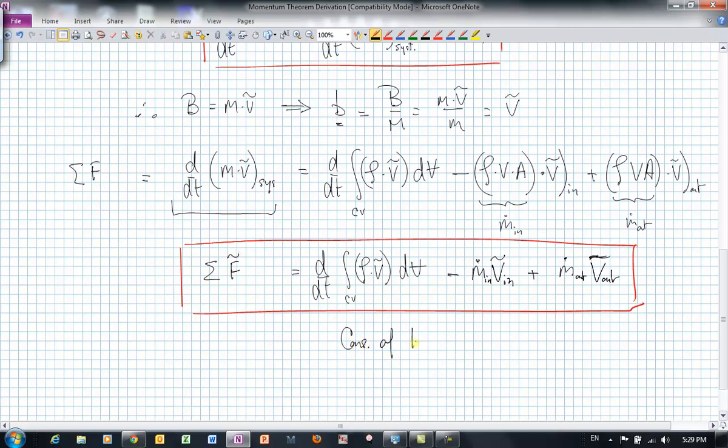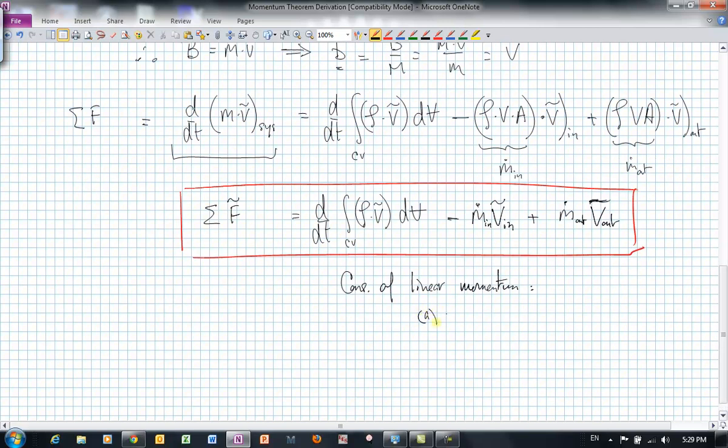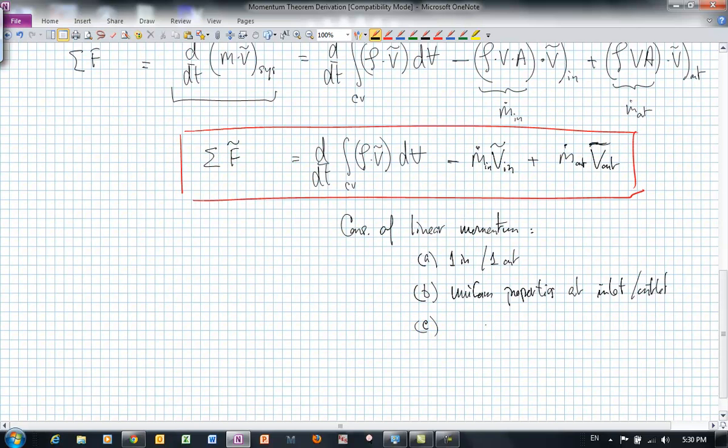Conservation of linear momentum, with the caveats that we have A, 1 in, 1 out. B, uniform properties at inlet and outlet. And C finally, velocity is normal to the inlet and outlet.